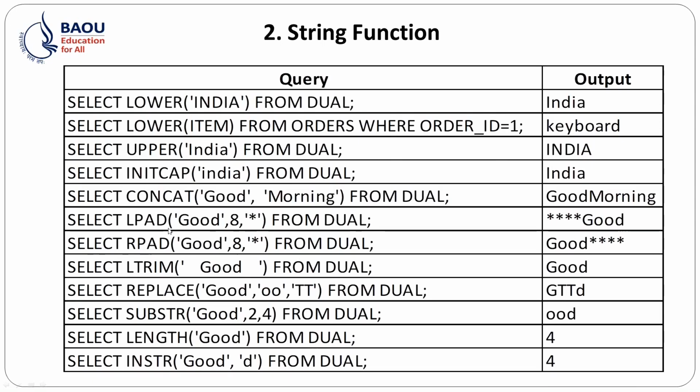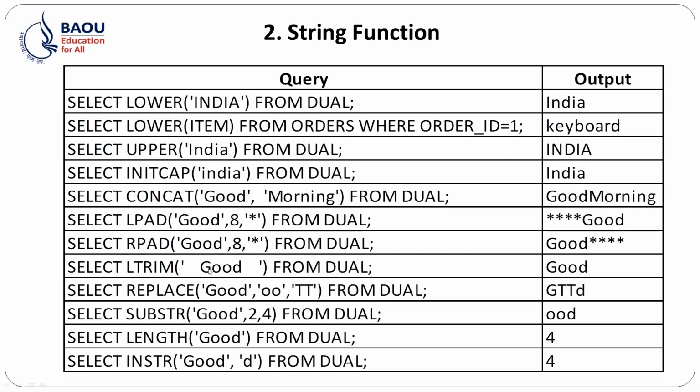Now LPAD. LPAD is used with good, then 8, and then a star. So the total length is 8 characters, and left padding fills the remaining space with the star. Now RPAD. RPAD means right side padding. All the strings are 8 characters in length. Good is 4 characters, and after those 4 characters, 4 stars are placed.